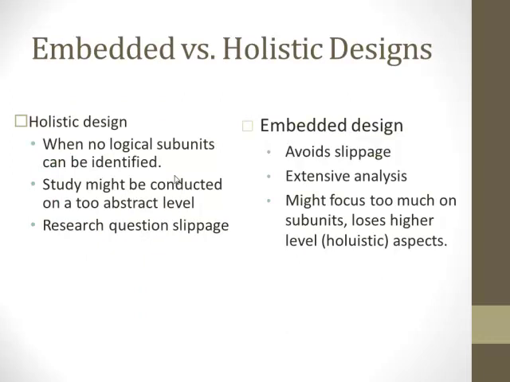Embedded versus holistic designs. If there are no logical subunits that can be identified, then you can use a holistic design. When a study might be conducted at too abstract of a level, you might want to use a holistic design and get key informants or something like that. If there's research question slippage, we're not sure whether we're going to have the same research question going out of the study as we are going into the study. This might call for a holistic design so we can develop a better picture of a limited number of units.